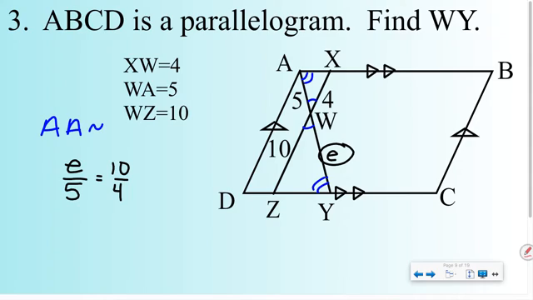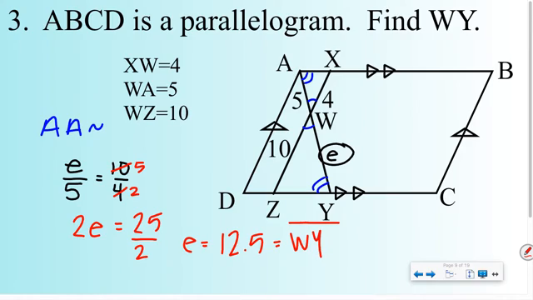If you want to simplify, it would simplify to 5 over 2. 2 times E equals 5 times 5, which is 25. Divide by 2, and what does E give us? 12.5. And you should have got the same thing even if you did not simplify. It's your choice to simplify first if you want to.